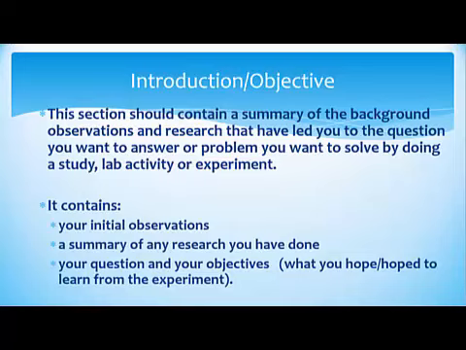The first section is the introduction and objective. In this section, you should have a summary of the background observations and research that led you to the question you want to answer or the problem you want to solve by doing your study, your lab activity, or your experiment, whatever it was that you were doing. You should have at least your initial observations, a summary of any research you've done up to that point, and then your question and your objectives. So basically, you're trying to tell me what you were trying to do in this experiment.